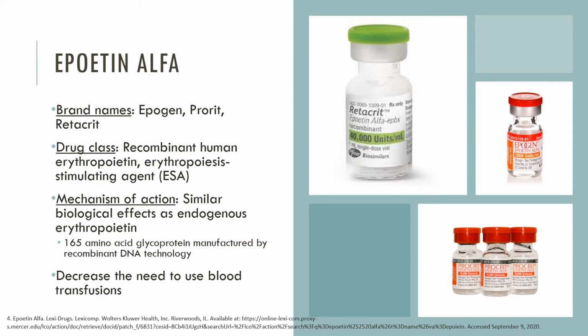Now we'll talk about Epoetin Alfa. This agent has 3 different brand names, including Epogen, Procrit, and Retacrit. The drug class for this agent is that it's a recombinant human erythropoietin, or it can also be known as an erythropoiesis stimulating agent. The mechanism of action is that it acts similar to our endogenous erythropoietin. It's typically a 165 amino acid glycoprotein that's manufactured with recombinant DNA technology.